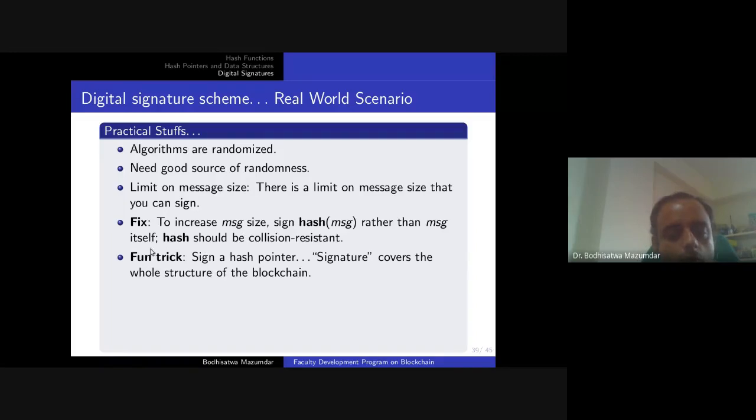So this is information that in a blockchain, whenever you are signing a record, you are actually signing the entire set of the records that exist within the system. That means you are authorizing that not only my record, all the previous records are secured. So a signature covers the whole structure of the blockchain. That means you are authorizing the entire record over here.